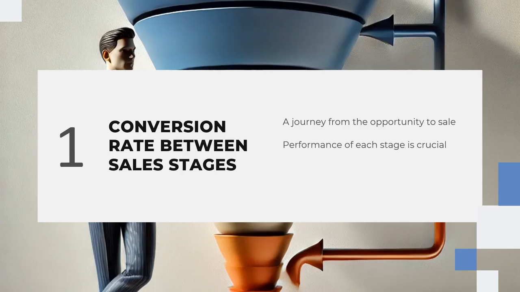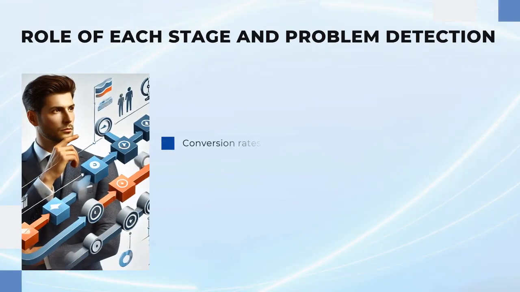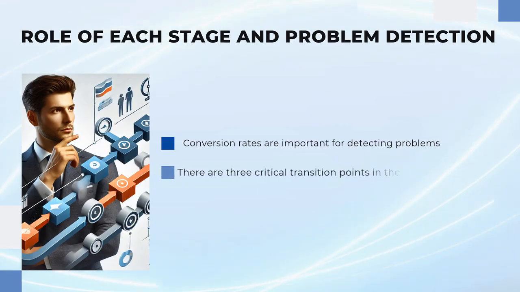Understanding the conversion rates at each stage in this process is a critical step for identifying weak points and making improvements in these areas. Monitoring the conversion rate of each sales stage allows you to see where the problem lies. There are 3 important transition points in the sales process.